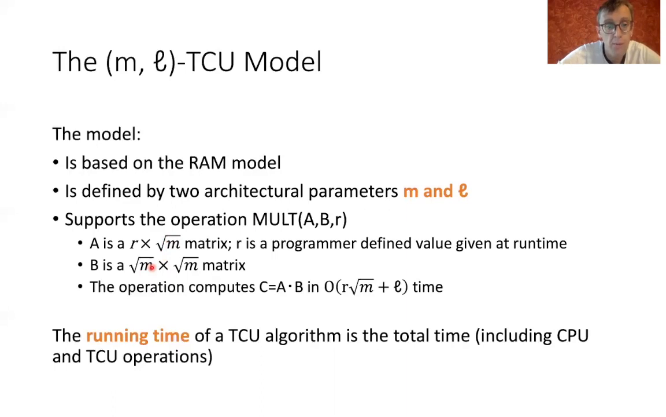In the model, the multiplication between A and B takes R times square root of m plus L time. So we pay a latency cost L plus the cost of reading and writing the input matrices. Note that in this model, the cost of the matrix multiplication is negligible compared to the cost of reading and writing the input and the output. The overall running time of a TCU algorithm is defined as the total time including CPU operations and TCU operations.